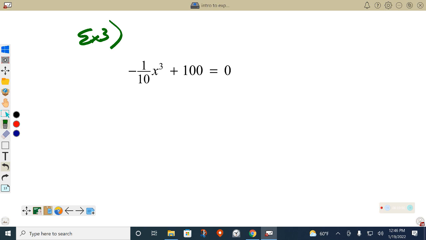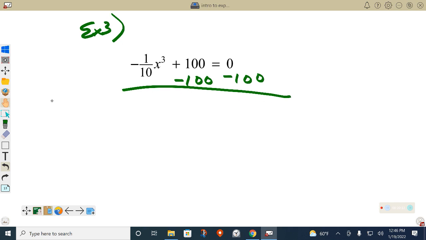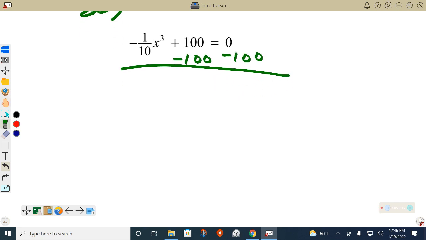All right, let's get rid of the 100 first by subtracting 100 from both sides. You always want to start getting rid of the numbers farthest from the variable first. 100 is farther away from the variable than negative 1/10. So I'm going to get rid of the 100 first by subtracting 100 from both sides. Watch this. Negative 1/10 x to the third power equals negative 100.